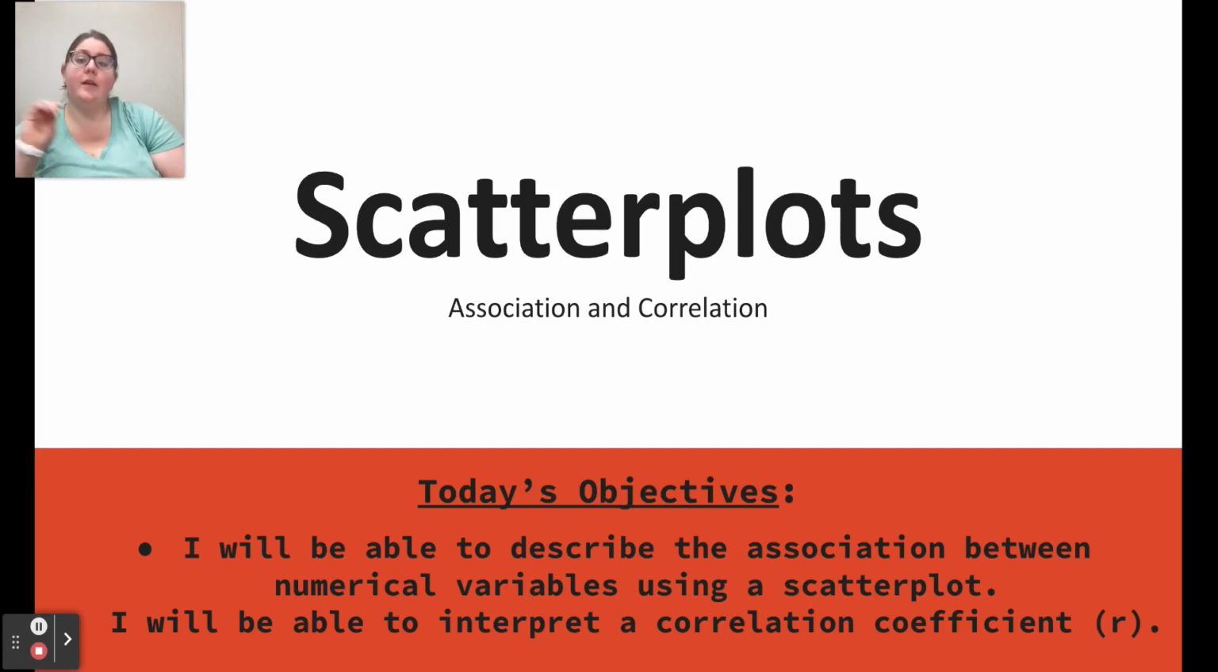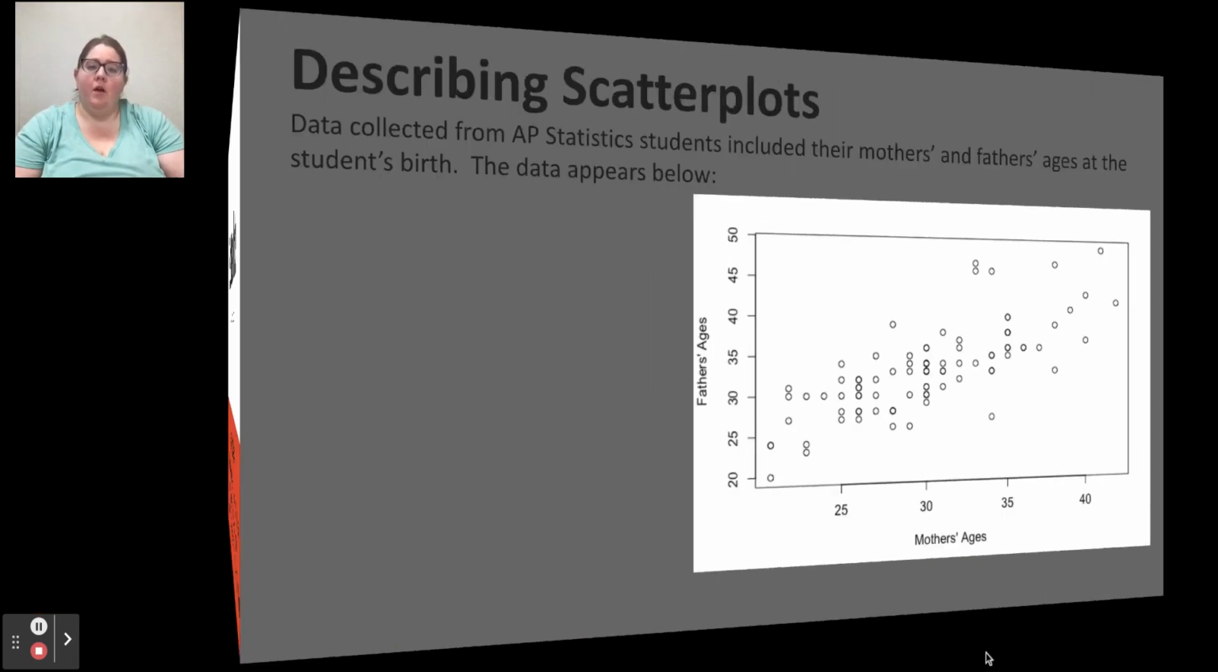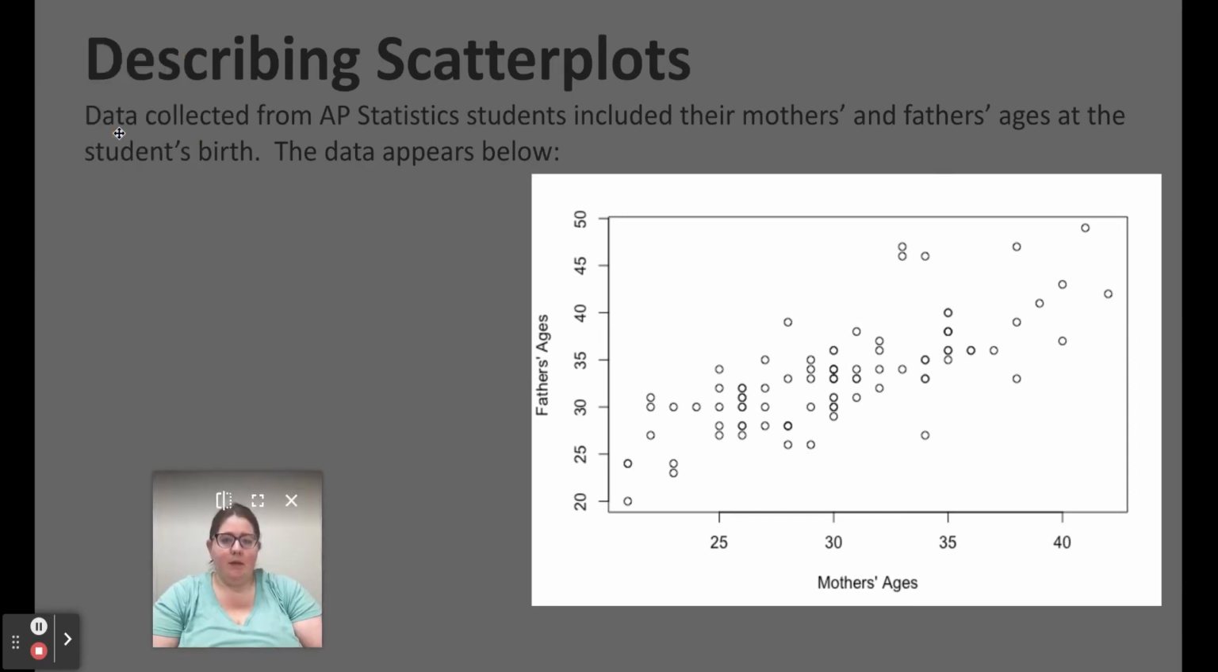Hello. So we're going to continue on and talk about scatterplots. This is where we're just exploring the relationship between two numerical variables, and we're also going to talk about something called a correlation coefficient. So scatterplots look something like this.